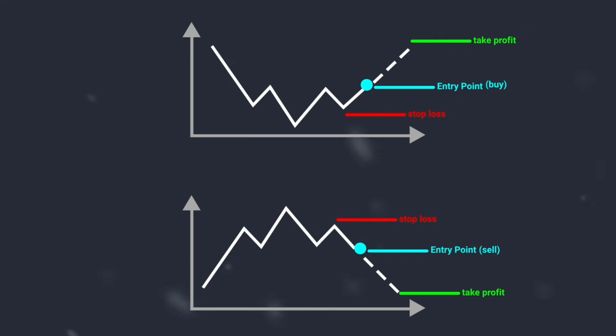For the take profit, use a 1-to-2 or 1-to-3 risk to reward ratio, meaning for every dollar you risk, you aim to gain 2 or 3. This structured approach helps maintain consistency and long-term profitability by ensuring your winning trades outweigh the losers.